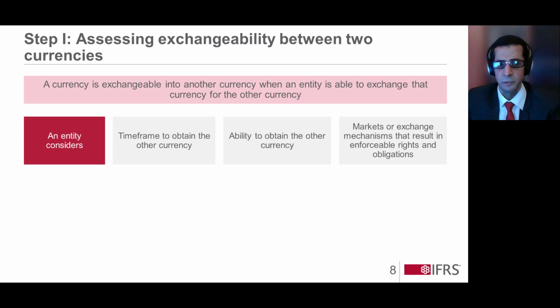Next, a company would consider only exchange mechanisms or markets that create enforceable rights and obligations. Now, typically when exchangeability of a currency is administered by jurisdictional authorities, there are often parallel markets through which a company might be able to obtain foreign currency. In assessing whether a currency is exchangeable, a company would consider these parallel markets only if they create enforceable rights and obligations.